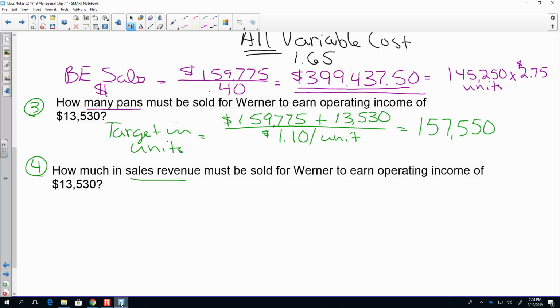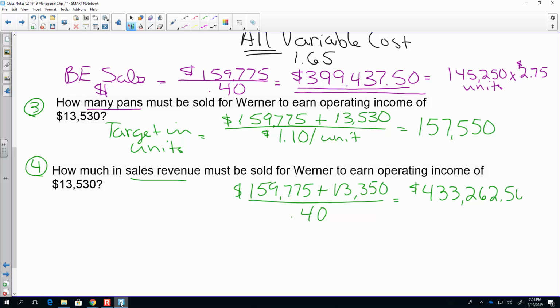And we certainly can take this just like we did before. And what's our sales number? 433,262.50. I can multiply by the 275 and get that same answer. So either way will work. Depends on what the problem gives you as to which one is going to work better for you. But you have to know both. Certainly know both methods.